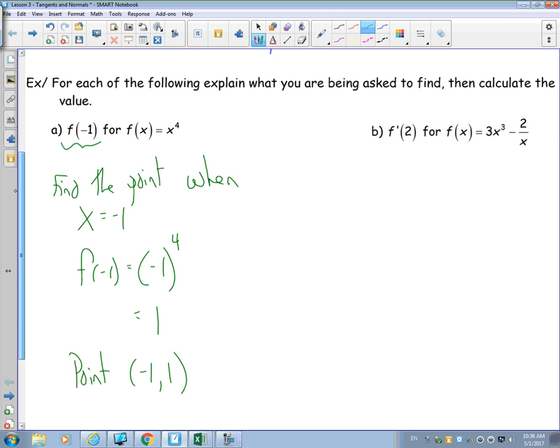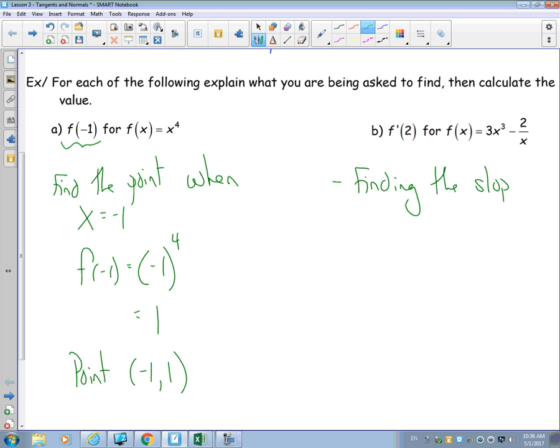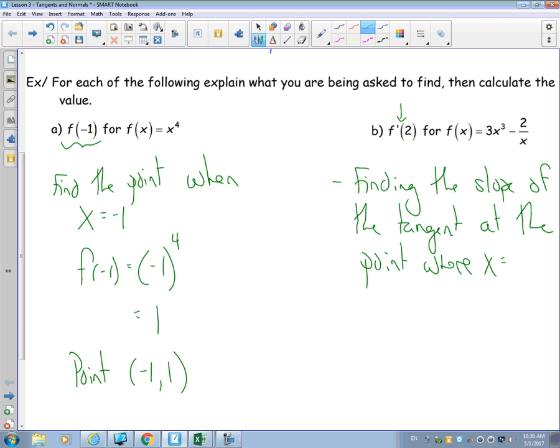If you look at the second example, f prime at 2. What's that asking me to find? This is finding the slope, because I'm using a prime, the slope of the tangent, in other words, the IROC, at the point where x equals 2. So I'm finding derivatives, I'm finding slopes. When I'm using functions, I'm finding points. Two different kinds of things here. Okay, so I need to find this.